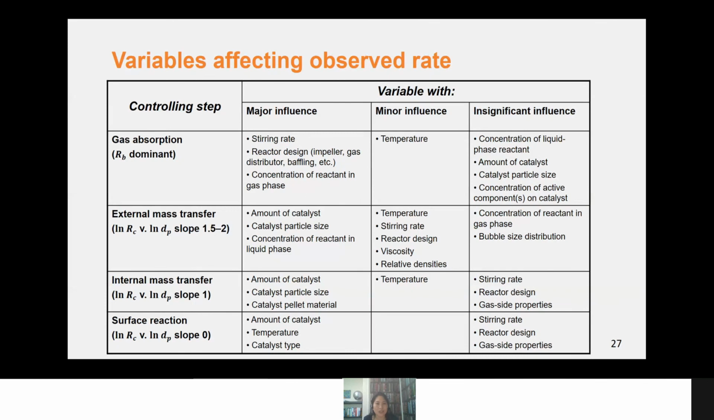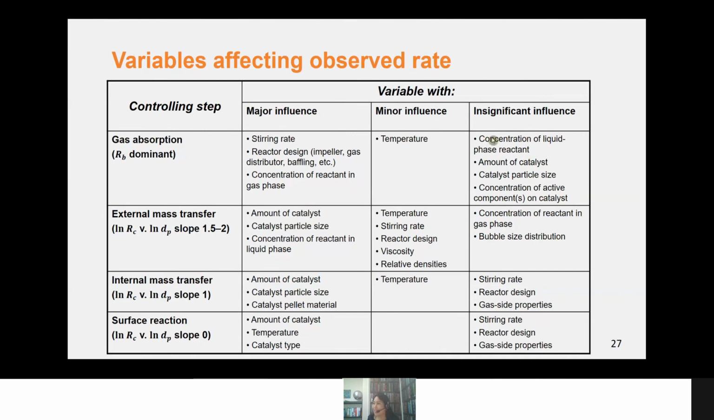Okay, but if you decrease the temperature, there are other parameters that will get affected, like the reaction rate constant. We know that the reaction rate constant can decrease with decreasing temperature. So you have this opposite effect. So in general, temperature has a minor influence, and you have to be careful changing this if gas absorption is dominating. This will not always result in increased reaction rates.